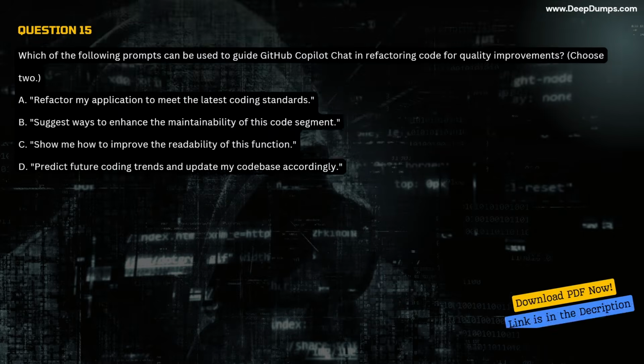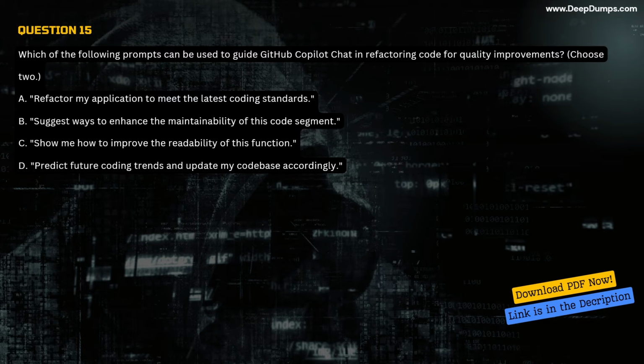Question 15. Which of the following prompts can be used to guide GitHub Copilot Chat in refactoring code for quality improvements? Choose 2. A. Refactor my application to meet the latest coding standards. B. Suggest ways to enhance the maintainability of this code segment. C. Show me how to improve the readability of this function. D. Predict future coding trends and update my codebase accordingly.